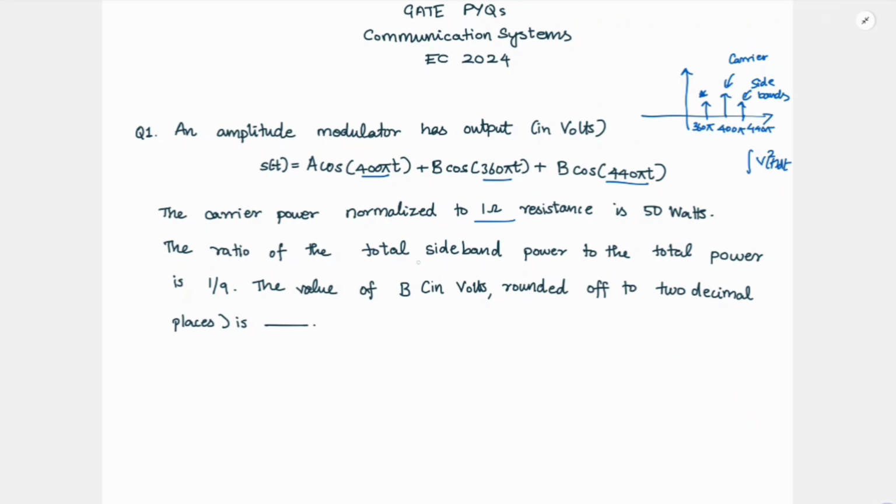And the ratio of total sideband power to the total power is 1 by 9. Total sideband power is the power of this plus this, and the total power is this plus this plus this. This ratio they have given us as 1 by 9, and they're asking the value of B. So we need to find the value of B, which is nothing but the sideband amplitude.